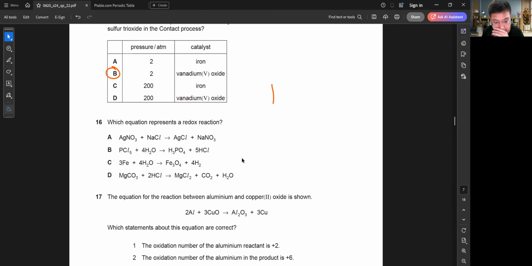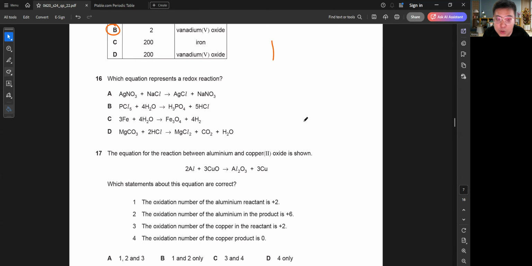Okay, let's go on to 16. Which equation shows a redox reaction? Redox reaction means there's oxidation and reduction. Students need to memorize that oxidation and reduction can either mean gaining or losing oxygen, or a change in oxidation number, which means one species' charge increases and another's charge decreases.